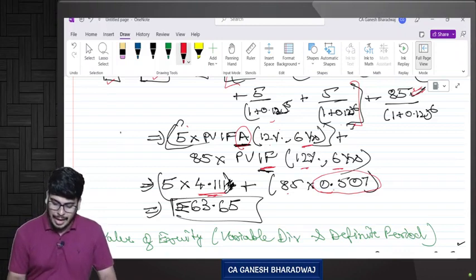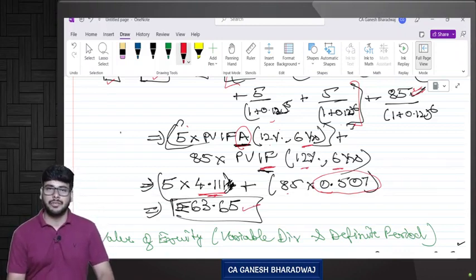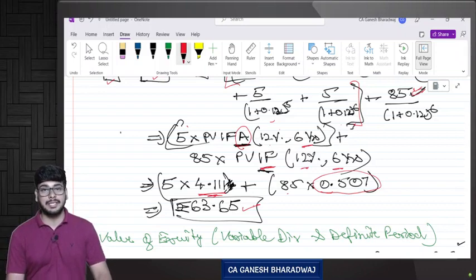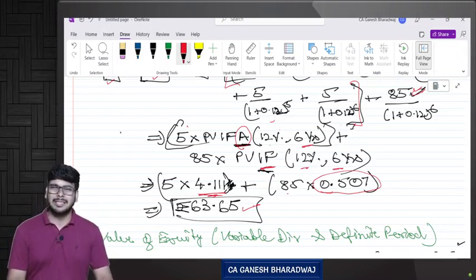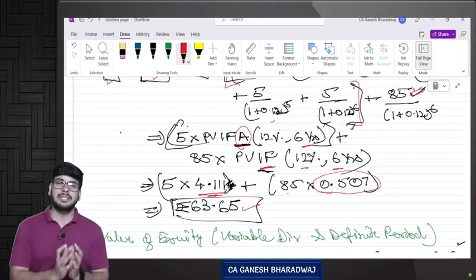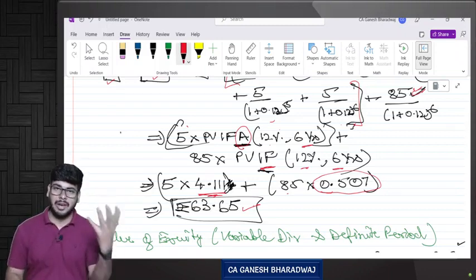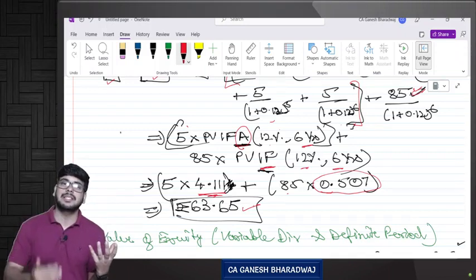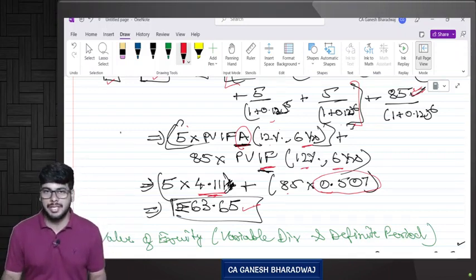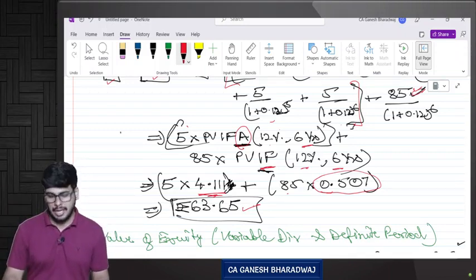So you add the two, and the current market price of this particular equity share is going to be 63.65. As simple as that. Are you clear with this? Or in other words, the market price or the value of something is nothing but the present value of all the future benefits that you expect to receive out of that particular asset.